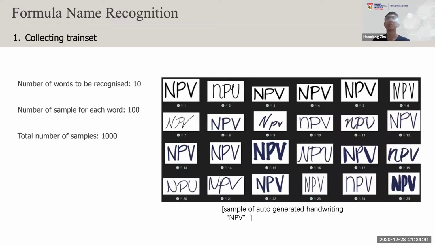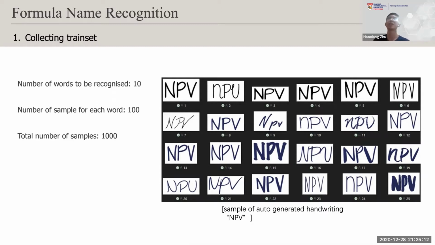For collecting train set, considering the number of formulas is limited, our team decided to create our own data set. There are several websites that could help us to generate handwriting fonts. We finally chose Font Meme as it contains various font styles. For each name of formula, our team generates 100 samples by different font styles. As our team needs to recognize 10 words, we prepare 1,000 samples for the train set.